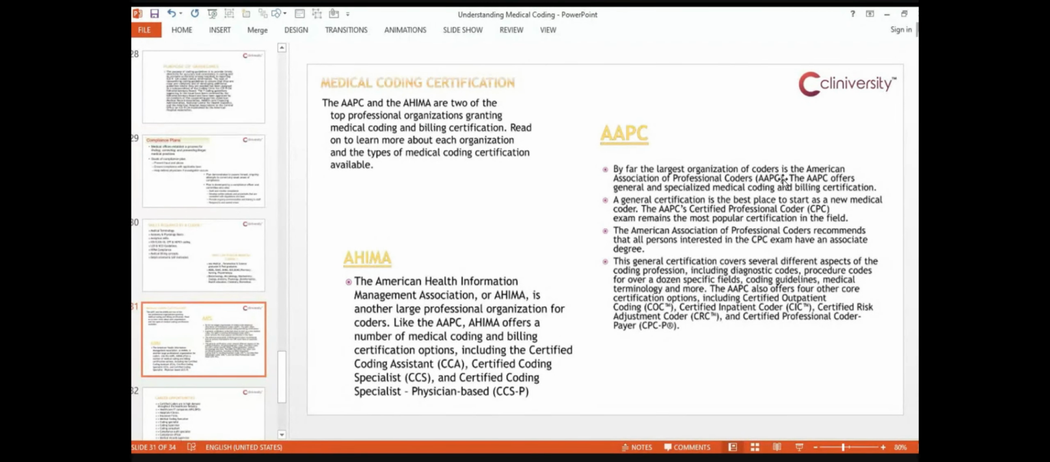The American Association of Professional Coders recommends that all persons interested in the CPC exam have an associate degree. This general certification covers several different aspects of the coding profession, including diagnostic codes and procedure codes. You have to be thorough with all such coding systems when you are willing to attempt this CPC exam organized by the AAPC body.